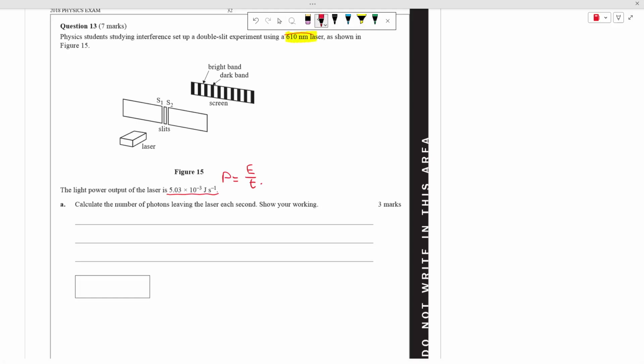Alright, so the energy of a single photon is hc over lambda. You have to be careful to use the joules version of h because we're going to be using the joules version of energy. So 6.63 times 10 to the negative 34 times 3 times 10 to the 8 over 610 times 10 to the negative 9. Okay, so this is the energy of one photon. Calculate that.